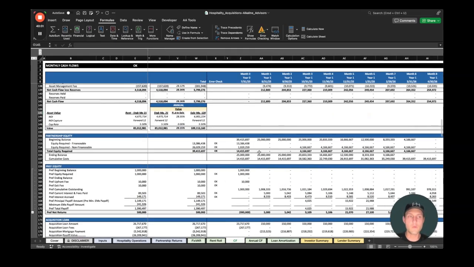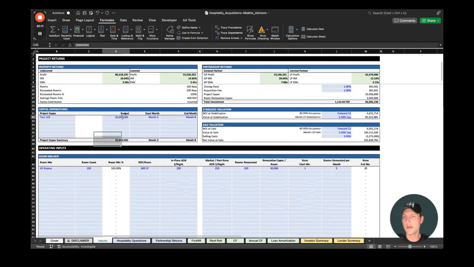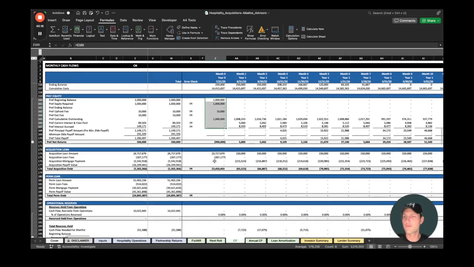Next, we have the partnership equity. This is just the equity as it's being drawn in. Then we have the pref equity. And in this case, we are also drawing down pref at time 0. Let me move this back to 250. You'll see all the pref comes in at time 0. And then for the loan, it also comes in at time 0.